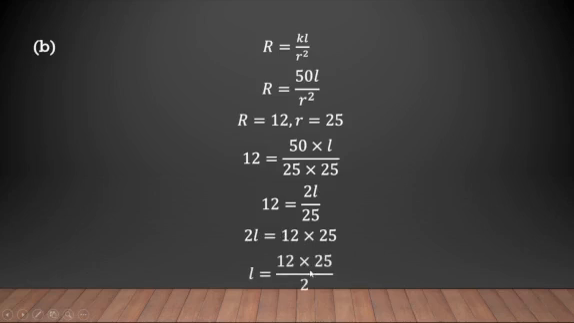So 2L then gives you 12 times 25. And simplifying further, you have L is equal to 12 times 25 over 2. 2 can divide 12 to give you 6. 6 times 25 will give us the value of L, which is 150 millimeters. So we have come to the end of the class.